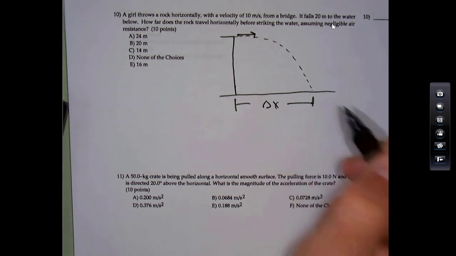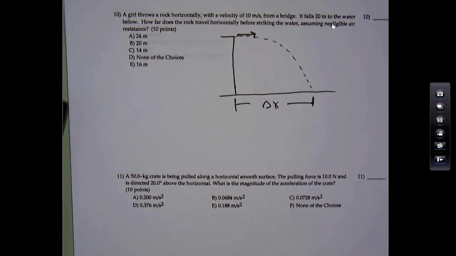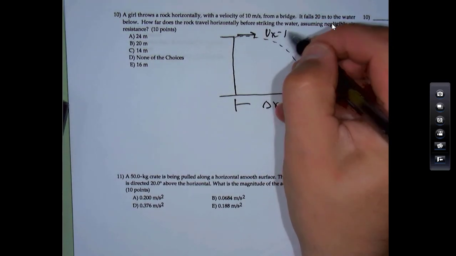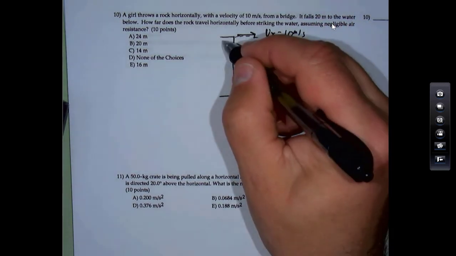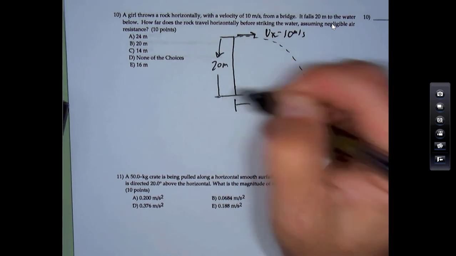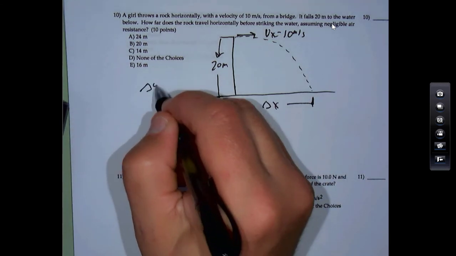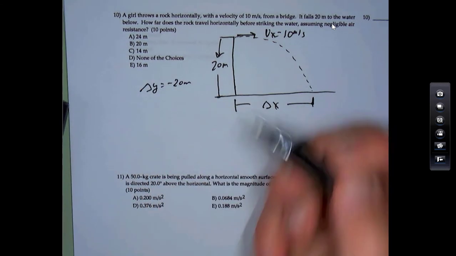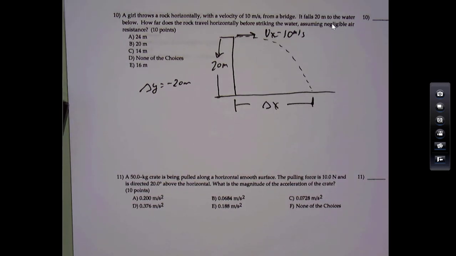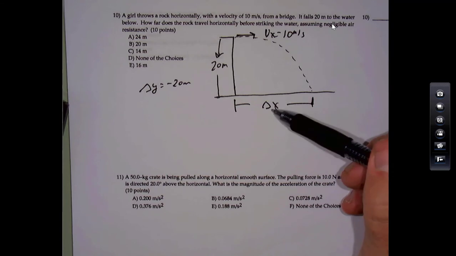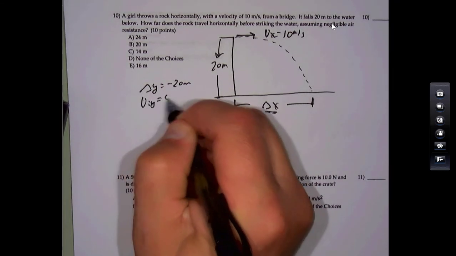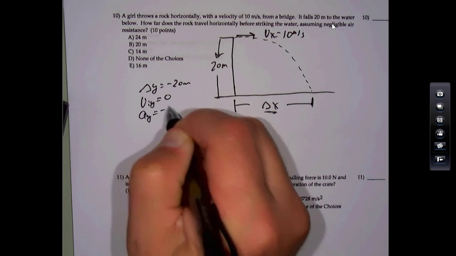Okay, so we had a good little refresher in the previous problem. Velocity in the x, because it's thrown horizontally, is 10 meters per second. It falls 20 meters. This distance here is 20 meters. So really, the displacement in the y is negative 20 meters because it's gone this way. Okay, and then we want to figure out how much is this. We also know the initial velocity in the y is 0, and we know the acceleration in the y is negative 9.8.